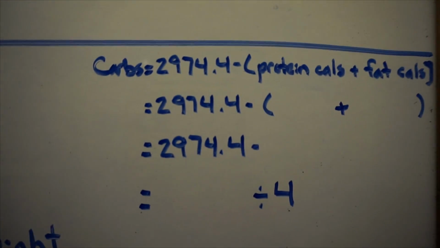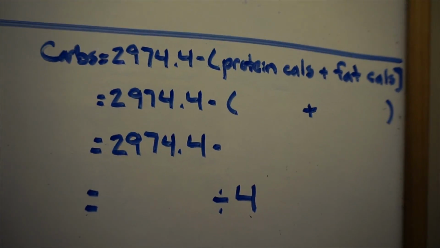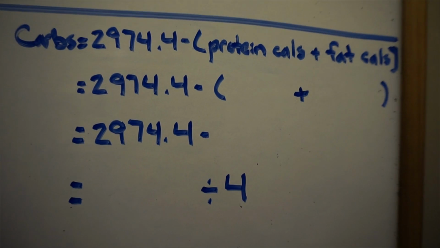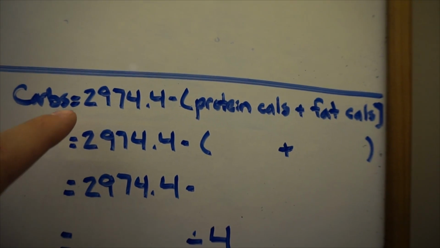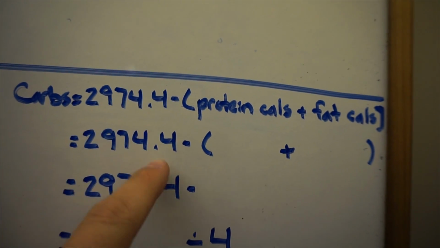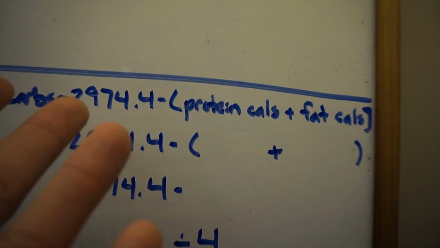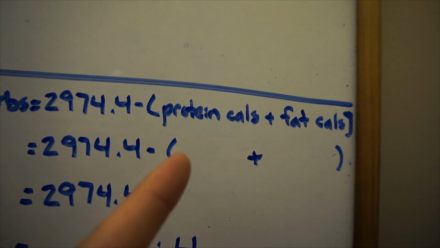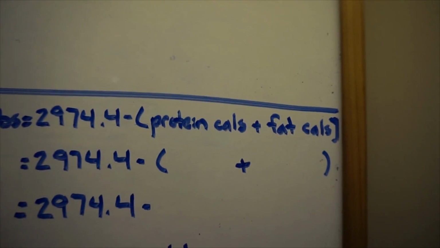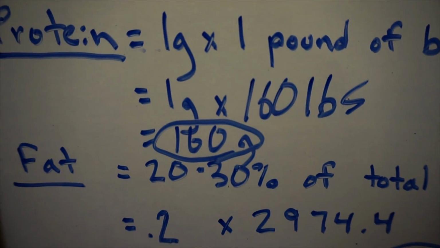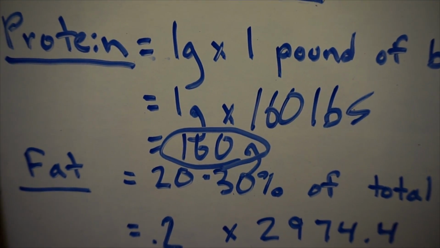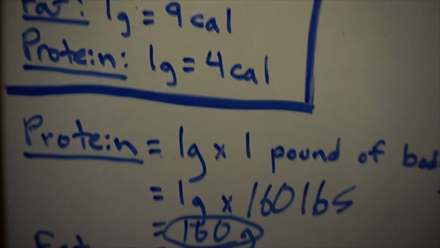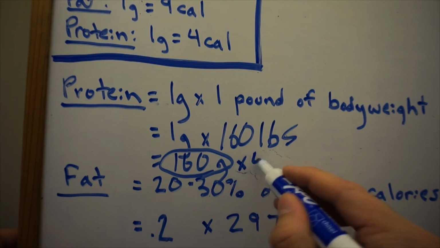Okay, now for the last portion of this, we're gonna figure out our carbs. And this is extremely simple. All we have to do is take our total number of calories right here, 2,974.4 calories, and subtract from that number the amount of calories we're getting from our protein and the amount of calories we're getting from our fat. So you'll remember, we only have our protein calculated in grams. By using this legend here, I'm gonna convert those grams into calories.